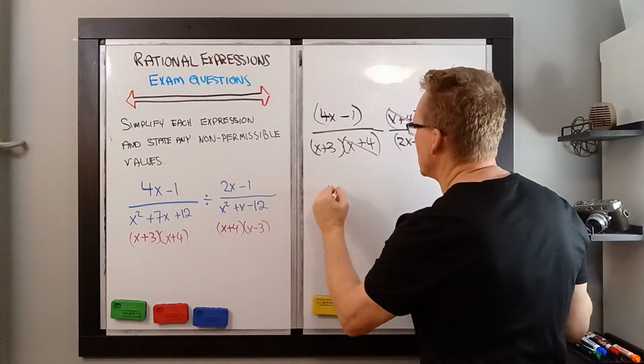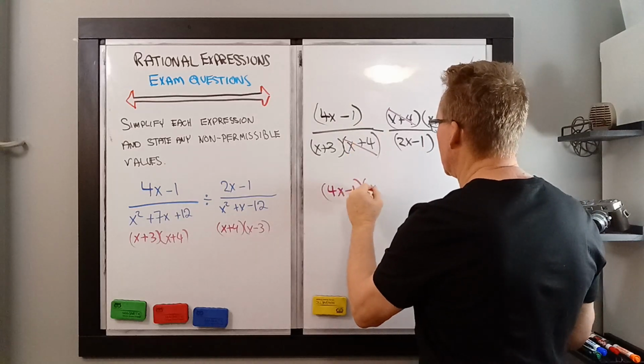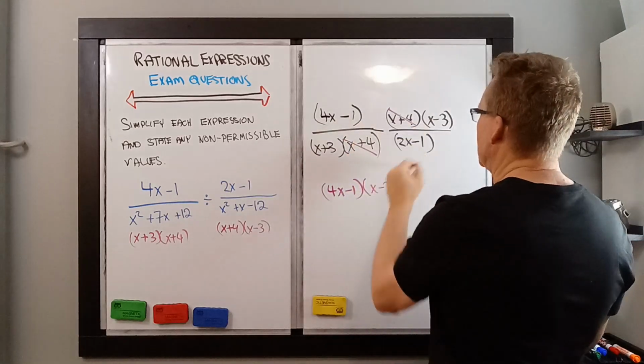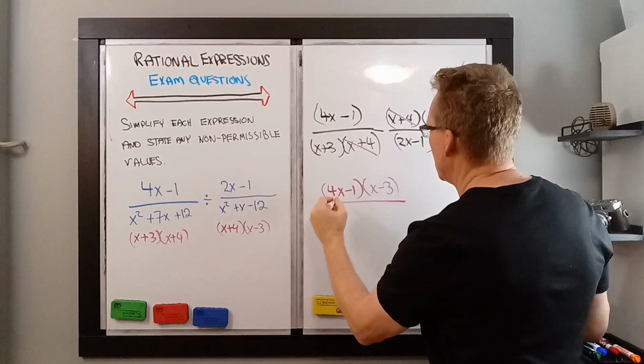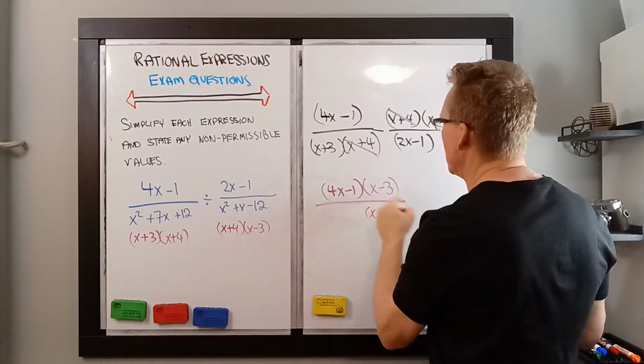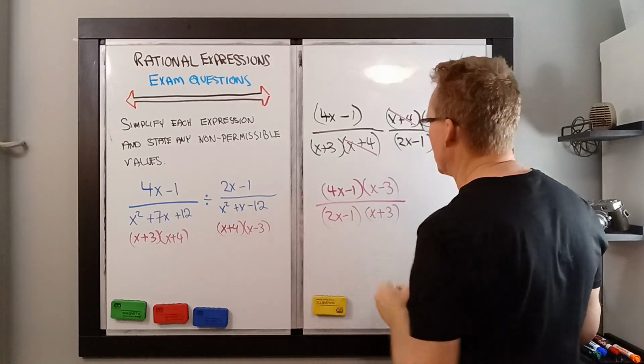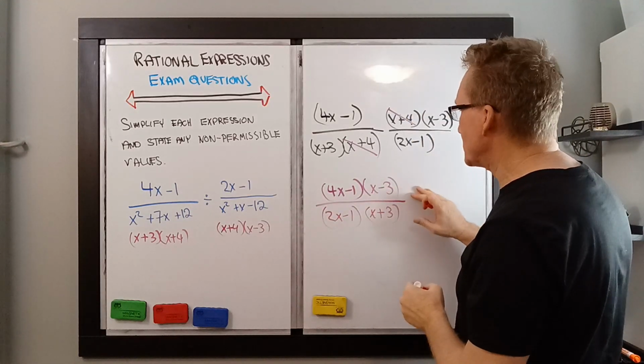We have 4x minus 1. That's in the top. X minus 3. That's in the top. All over, I'll write this over here just so we have it right underneath this one. And then we'll put this one over here, 2x minus 1, just so it looks symmetrical. Here we have the answer for this written.